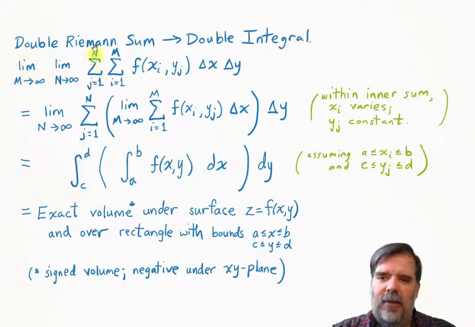The value of m does not affect this first summation. So we'll move this limit inside here. And as the value of i changes, these points x sub i are changing, but the value of y sub j is determined by this outer summation. So when calculating this inner summation, it's like the x sub i varies and the y sub j is held constant for each value of j. And so we'll group those together.